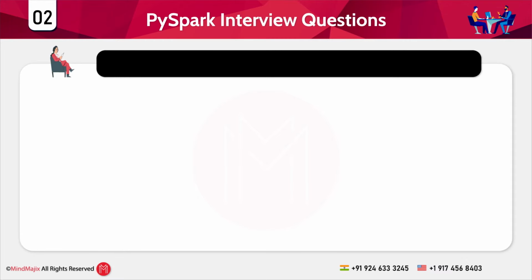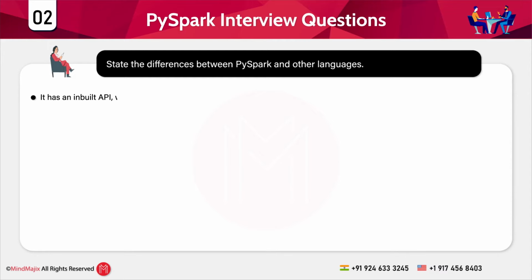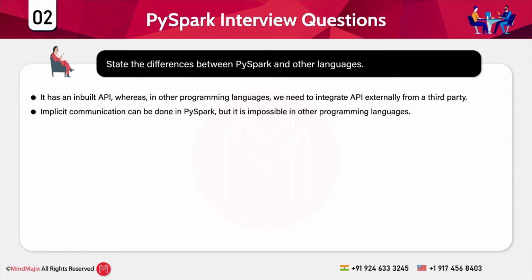Now let's move ahead with the next question. It is a very important question, and it says, state the differences between PySpark and other programming languages. PySpark has an inbuilt API, as we have already discussed, whereas in other programming languages, we need to integrate an API externally from third-party applications. Apart from this, implicit communication can be done in PySpark, but it is not possible in other programming languages. One more point you can mention is that developers can use the map reduce function as PySpark is map based, and we can address multiple nodes in PySpark, which is impossible in other programming languages.